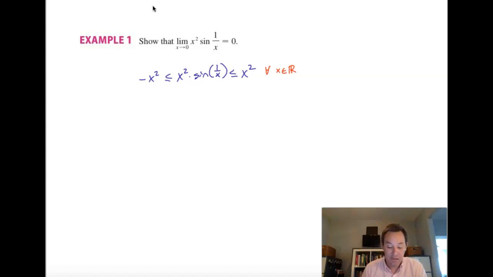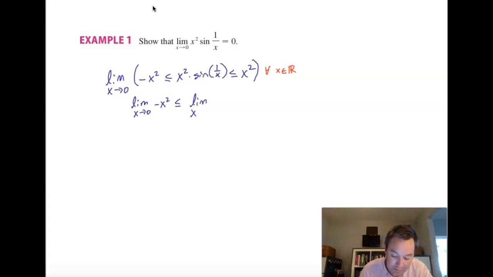All right, and so now what I want to do is take the limit of everything as x goes to 0. So of all parts of that inequality. That's going to give me the limit as x goes to 0 of negative x squared has to be less than or equal to the limit as x goes to 0 of x squared times sine 1 over x. That's the one I'm trying to figure out, which is less than or equal to the limit as x goes to 0 of x squared. All right, so I'm going to leave the one I'm trying to figure out alone.